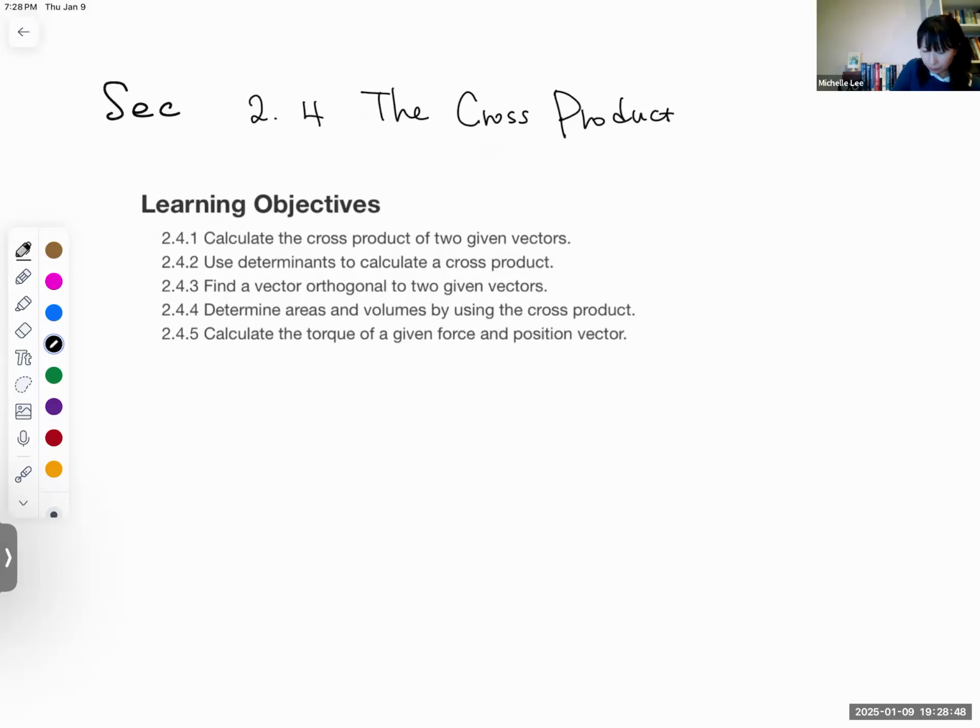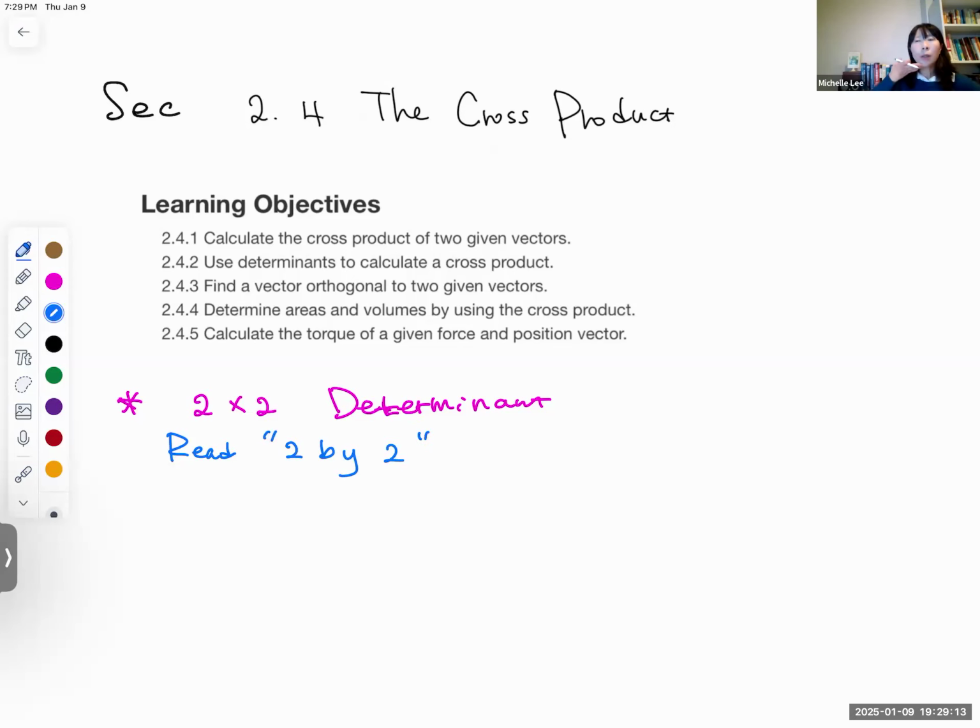2 by 2 determinant. Okay, so we read 2 by 2. Okay, so normally these two are using rows, these two are using columns.